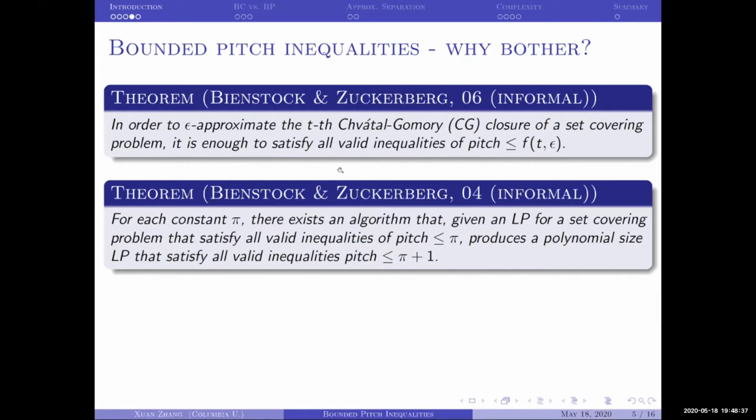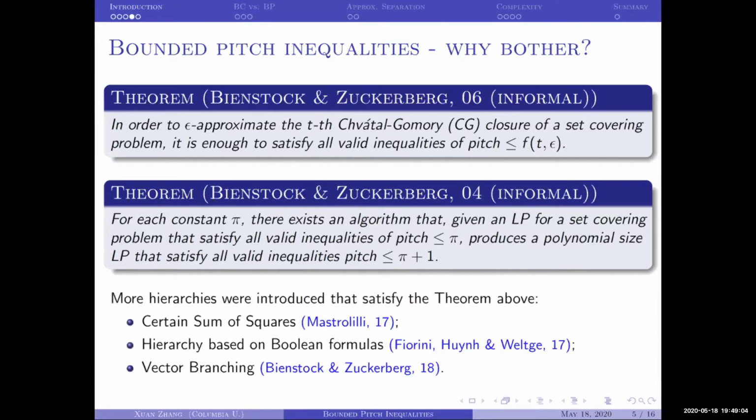What these 2 results tell you together is that if you have an LP that satisfies all valid inequalities of pitch 1, you can give it to the algorithm, which generates an LP that satisfies all valid inequalities of pitch less than or equal to 2. Then you can keep doing this until you reach a certain level, which will approximate a certain level of the CG closure. Of course, besides Bienstock and Zuckerberg, many other hierarchies have been proposed in the literature by different authors that essentially achieve the same results as this theorem.